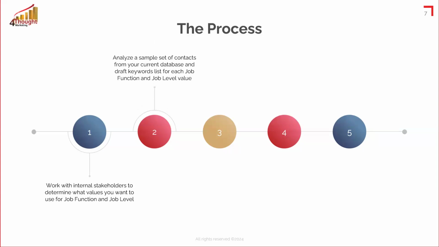Next, you want to look at a sample set of contacts in your database and look at what kind of keywords are going to get you to those job function and job level values that you want to use. From there, you would build the new infrastructure in Eloqua, including new fields if needed, filters based on the keywords, update rules to populate the job function and job level fields, and a contact program to bring it all together.